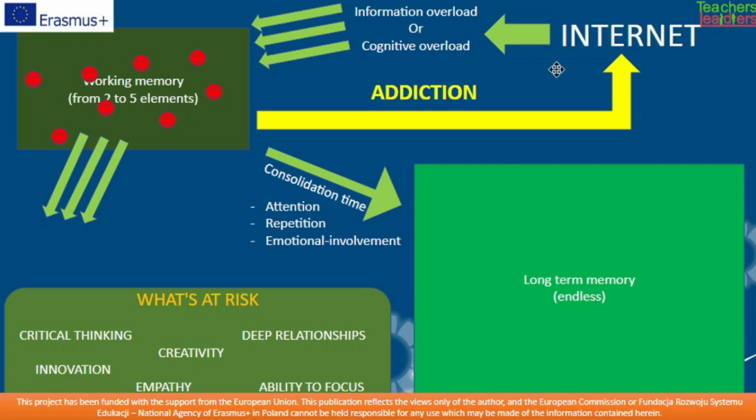Now, the Internet jumps in. Thanks to our devices, we have the possibility to know anything, anytime. This causes what is called information overload or cognitive overload. And we constantly go and check new things because it's addictive. So we fill up our working memory and we push out our ideas. We don't allow our brain to do this movement, but instead we are training our brain to do this.